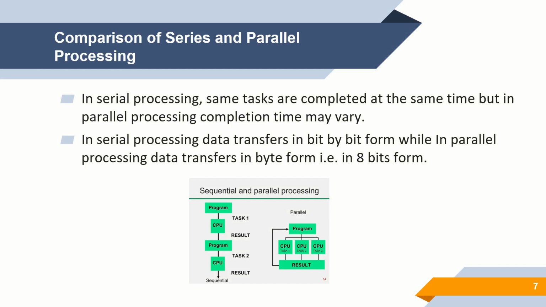Now we are discussing the difference between serial and parallel processing in computer architecture. The main difference between serial and parallel processing in computer architecture is that serial processing performs a single task at a time, while parallel processing performs multiple tasks at a time. In serial processing, the tasks are completed in the same amount of time, but in parallel processing, completion time may vary. In serial processing, data transfers bit by bit, while in parallel processing, data transfers in bytes.